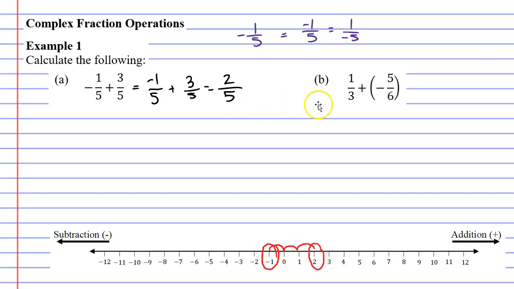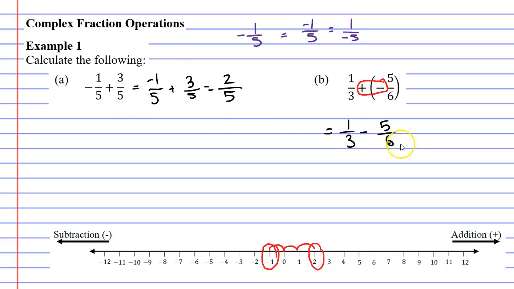Let's now look at question B. You'll notice this time we're adding a negative fraction. And we mentioned earlier that whenever you're adding a negative, it's the same as simply subtracting. So let's rewrite this so that it says 1/3 minus 5/6. It's much better to have a single sign here, a subtraction sign, rather than having two signs as we had above. Let's now work it out.